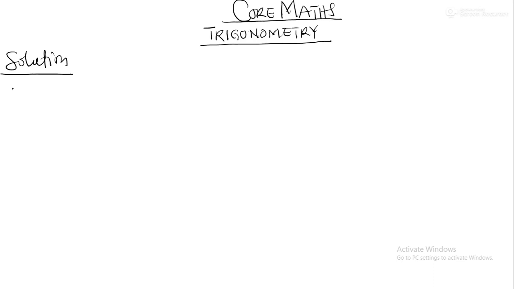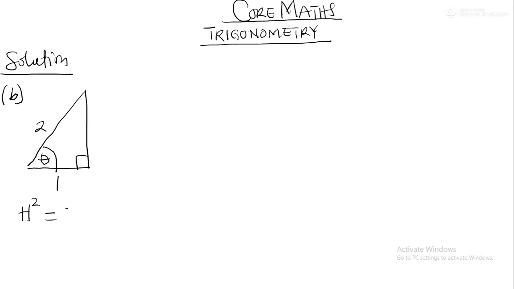Good. So that will be B. So we need to sketch the diagram. So this side was giving us 2, this side was giving us 1. And then this is our theta. Okay. So from h squared is equal to o squared plus a squared. That's the Pythagoras theorem. From this diagram, our h is what?